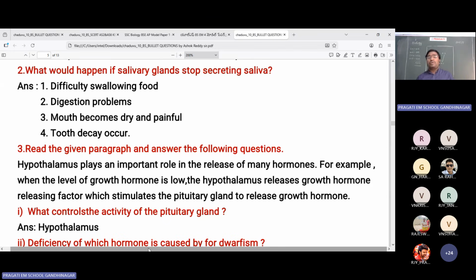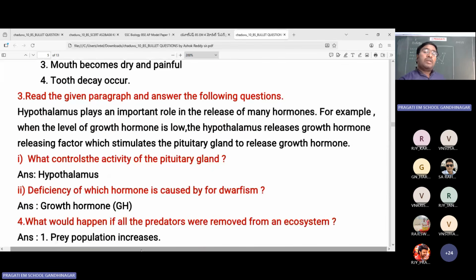It is difficult to swallow the food. After the mastication process, the swallowing process is difficult. And digestion problems: if there is no saliva in the food, the digestion will not take place. First, chemical digestion and mechanical digestion are also difficult. And the third important point is, the mouth becomes dry and painful when you masticate, and tooth decay will occur. Tooth decay will occur. Okay, children. This is also one of the important questions, after the importance of HCl.